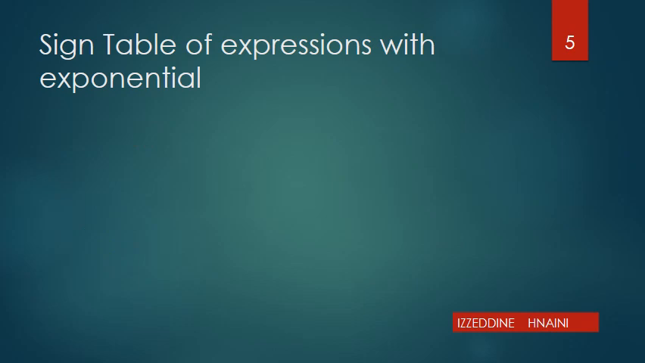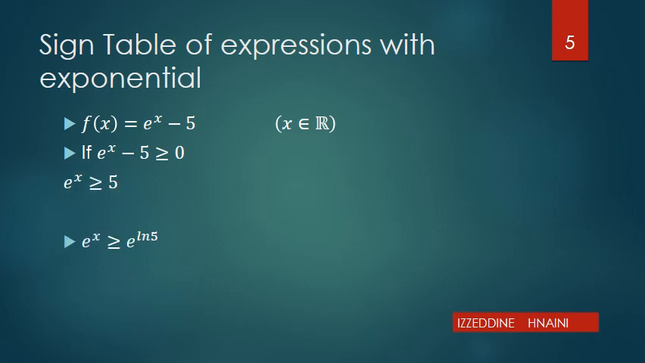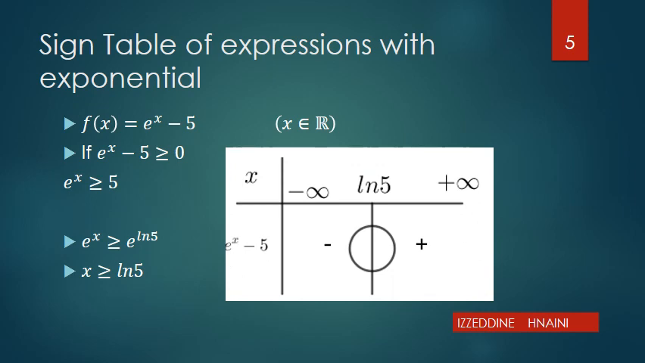Now we want to study the sign table of expression with exponential function. For example, f of x equals eˣ minus 5. In the same way as we studied the sign of expression with logarithmic function, we study the sign of expression with exponential. So we suppose that eˣ minus 5 is greater than or equal to 0, and we solve this inequality as we studied in PowerPoint number 3. So eˣ is greater than or equal to 5, eˣ greater than or equal to e^(ln 5), so x is greater than or equal to ln 5. So the function is positive from ln 5 till plus infinity, and it is negative from minus infinity till ln 5.